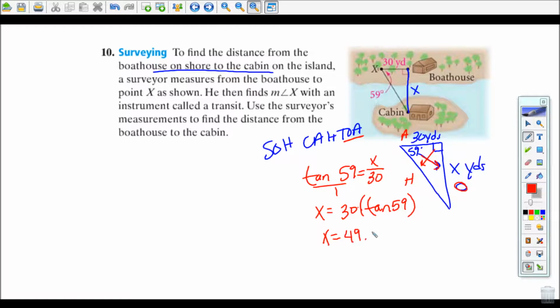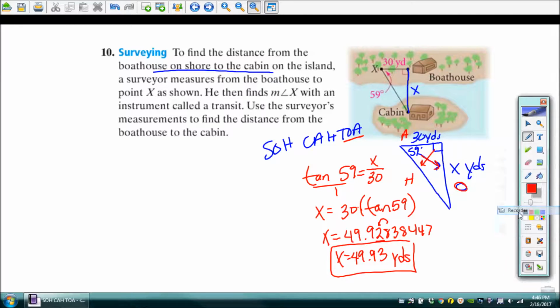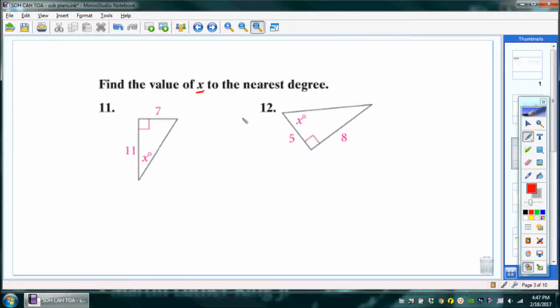And you're going to get 49.92838. It does not say what to round it to, nearest tenth, hundredth, it doesn't say. So rule of thumb in SOHCAHTOA world, always do to the nearest hundredth, which is those 2 decimal places. So X is going to equal 49.93. I'm going to raise it up because of that 8. And we have yards. So when in doubt, do the nearest hundredth when you go to round if it doesn't indicate for you.